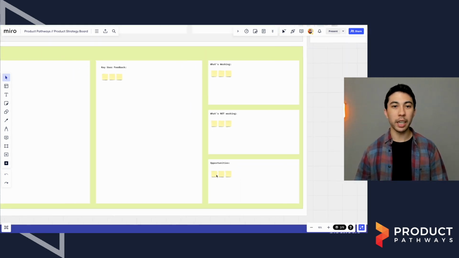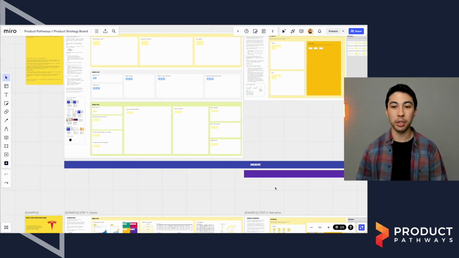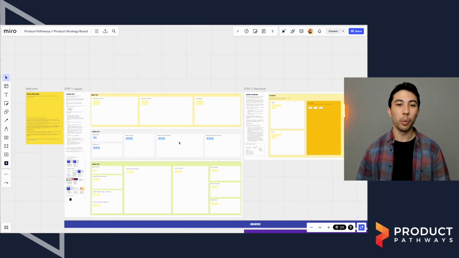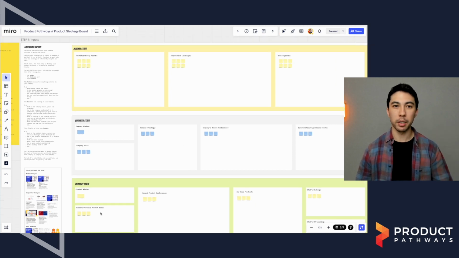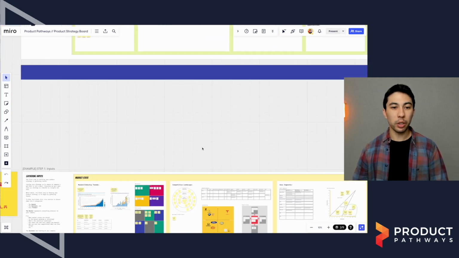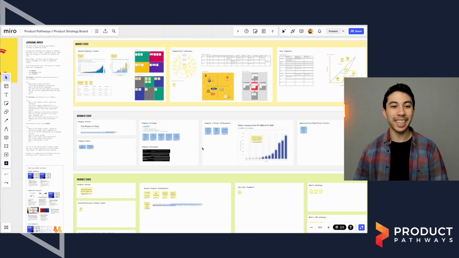So what we're doing here is just information gathering, right? We're still in the diagnosis phase. We are just gathering inputs on the market, the business, and the product. And this should just be data. So if you look at the worked example below, you'll see that it is just data.